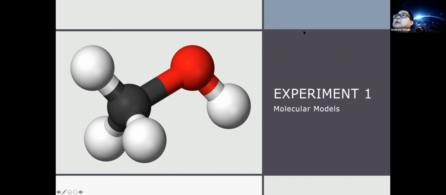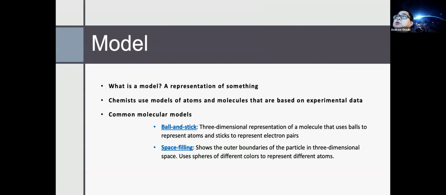So we're going to talk about experiment 1, molecular models. Last quarter in 8A, you've seen these molecules, but you haven't really actually played and probably haven't actually built them, or maybe you have, but haven't explored in a lot of depth. So we use these models. So what is a model? Well, a model is a representation of something.